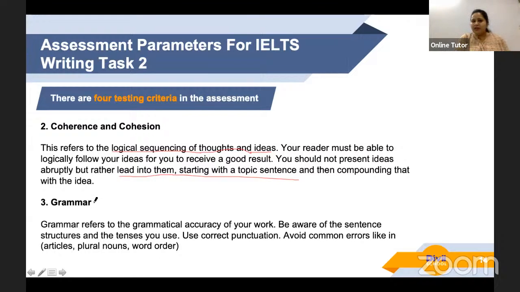The third parameter for assessing your IELTS essays is grammar. Grammar refers to the grammatical accuracy of your work. So make sure you do not make errors like using incorrect articles, singular and plural nouns, prepositions or tenses. Please be aware of the sentence structures and make sure you use a variety of sentence structures.